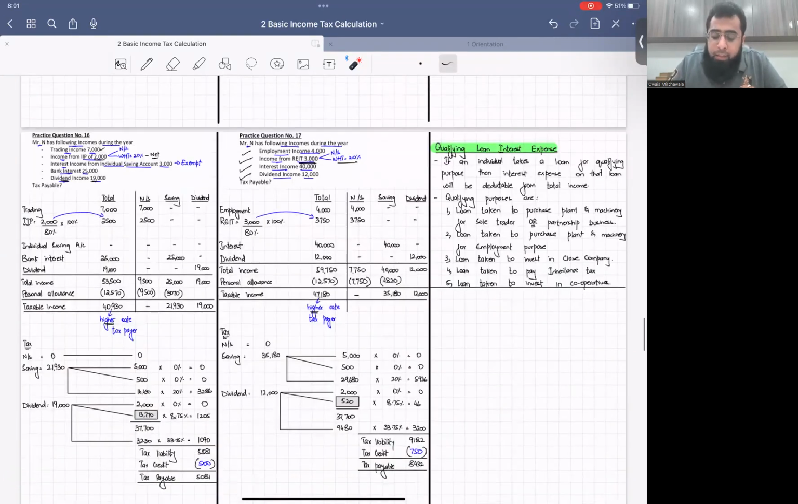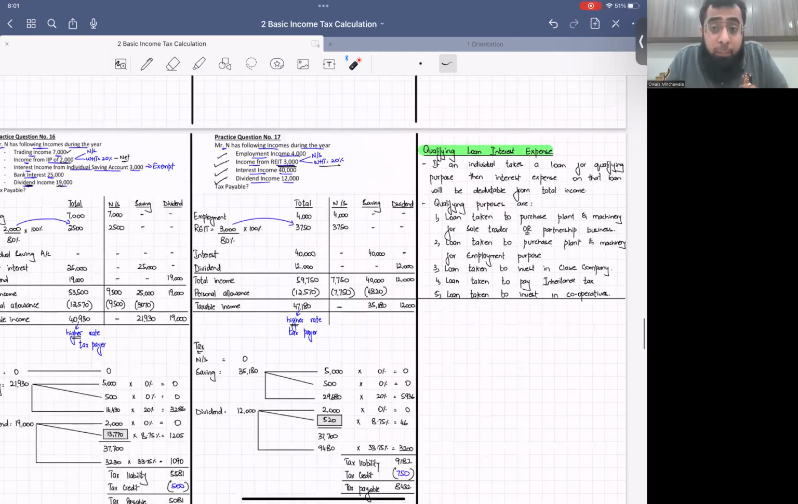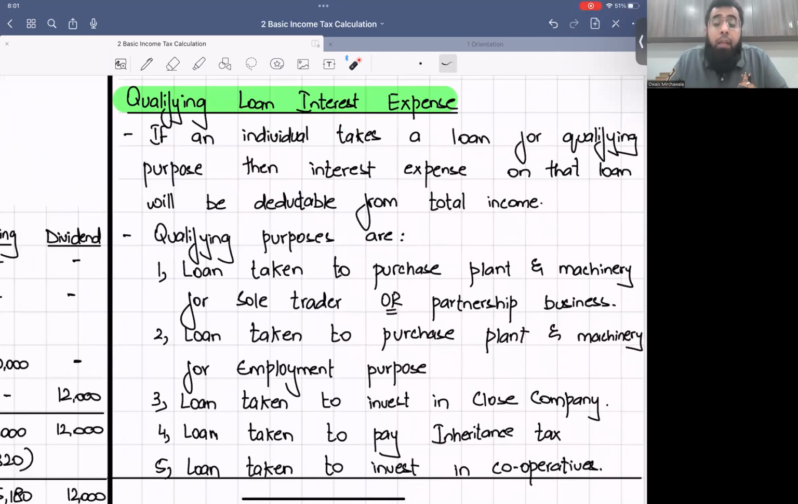Today, we'll be discussing two concepts. One is qualifying loan interest expense and the other one is planning of personal allowance. I want you all to concentrate on it so that you can understand in a better manner. Now, qualifying loan interest expense, what is it? See, listen to me carefully, this is the new concept for today.